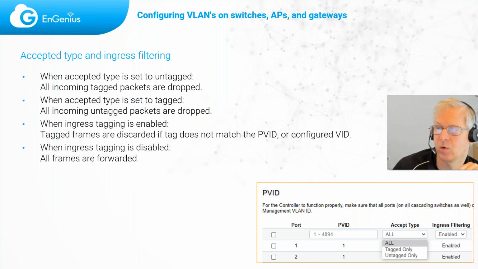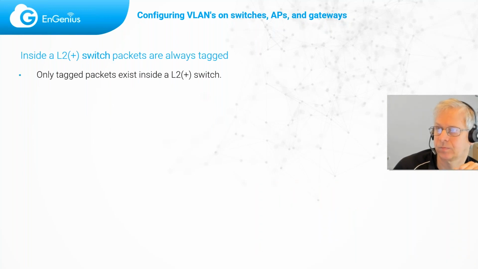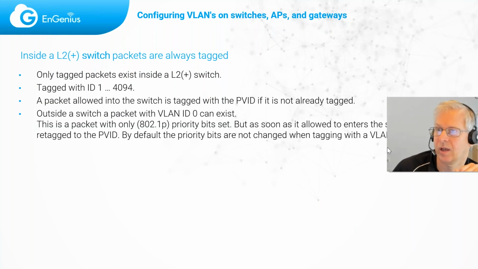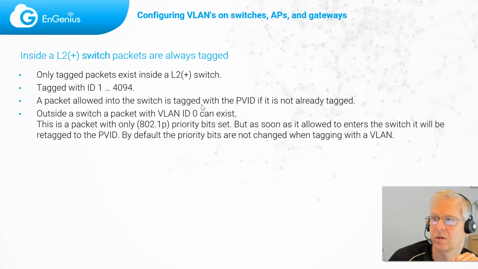When ingress filtering is disabled, all frames, with whatever type of VLAN tag they have, will be allowed to enter the switch. Again, inside the switch, it is always tagged. When it is tagged already, it will stay tagged. If not tagged, it will be tagged with the port VLAN ID. Outside the switch, you can have VLAN ID 0, and that's when it has priority bits. But as soon as it enters the switch, it will be re-tagged with the port VLAN ID. So internal to the switch, it will not have VLAN 0.